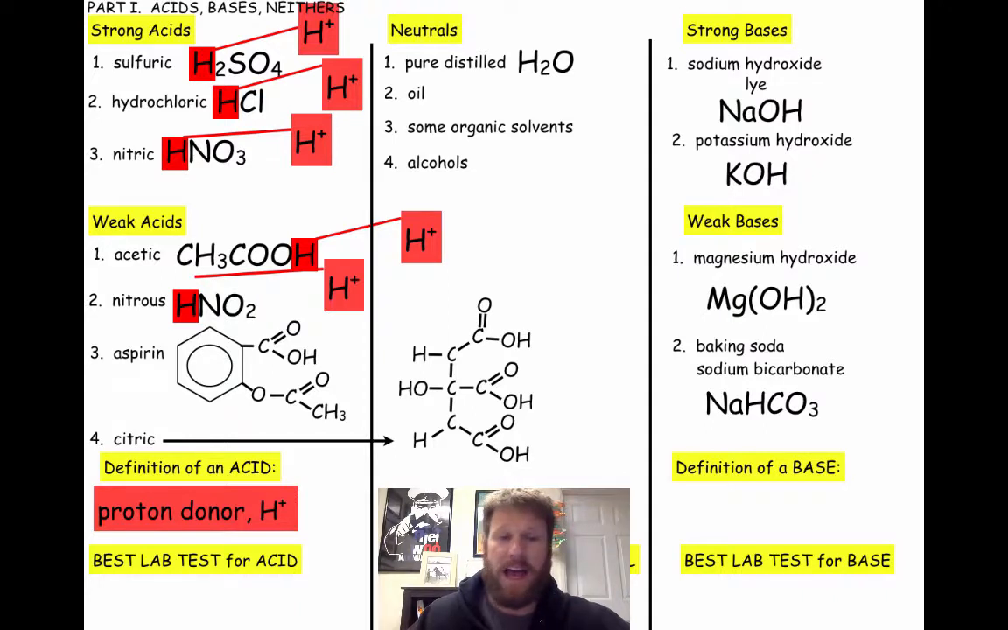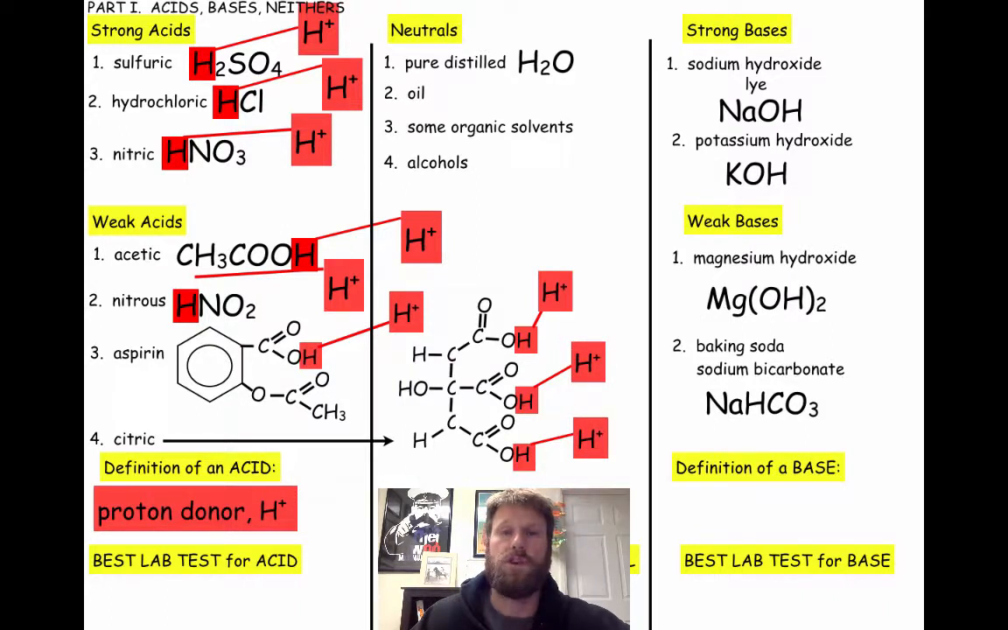Aspirin has a lot of hydrogens, you can see there, but we can see right there in the upper right there's a COOH functional group. That's where the acidic hydrogen will come from. Citric acid has 3 acidic hydrogens because it has 3 COOH groups. So each one of these hydrogens could be donated to solution.